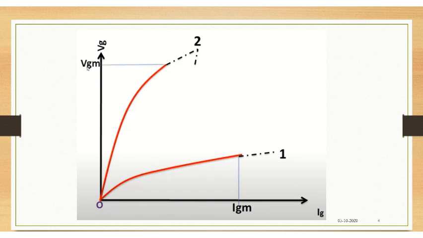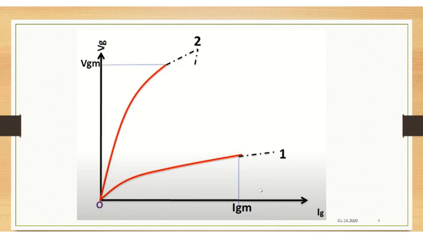So this we will call it as VGM. VGM is nothing but the maximum gate voltage that can be applied. Similarly here, this point can be the maximum gate current. All these specifications are given at the time of manufacturing: each SCR or thyristor is specified with this maximum gate voltage limit and the maximum gate current limit.